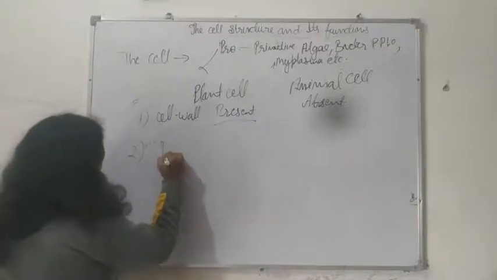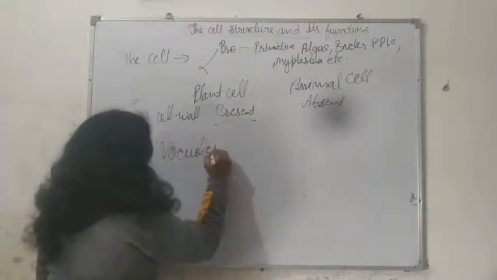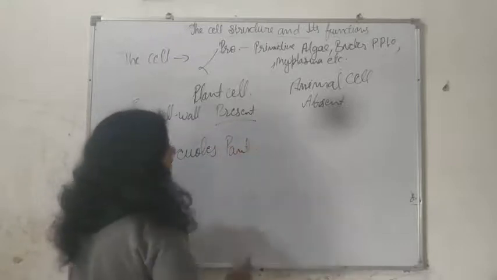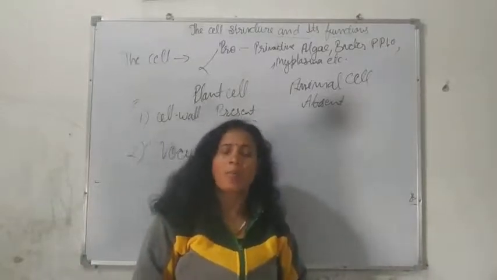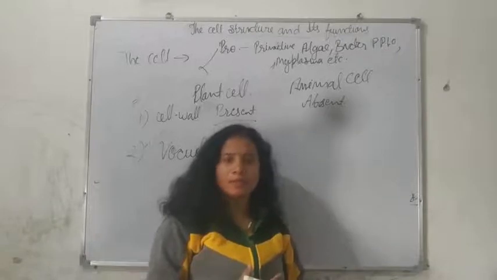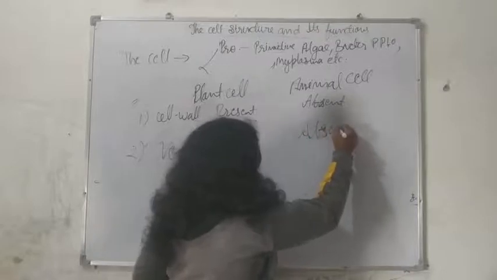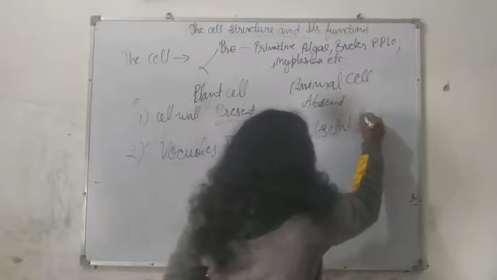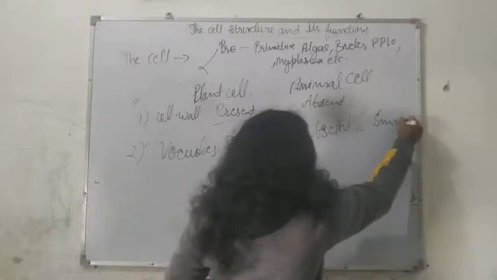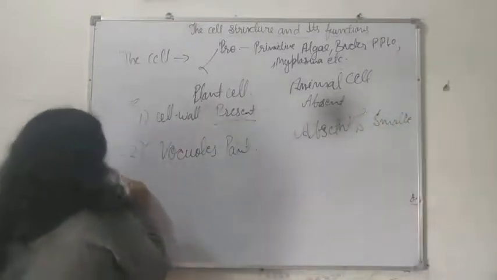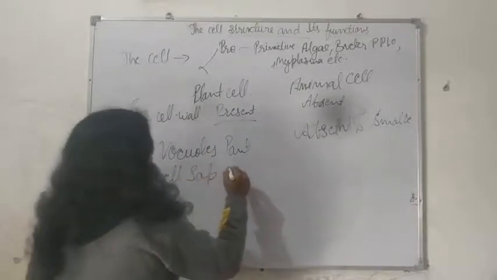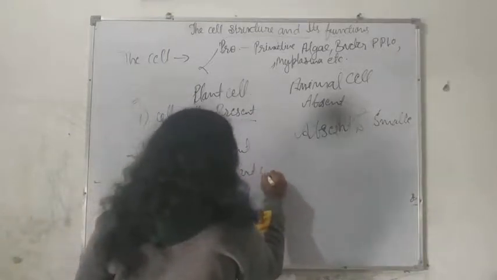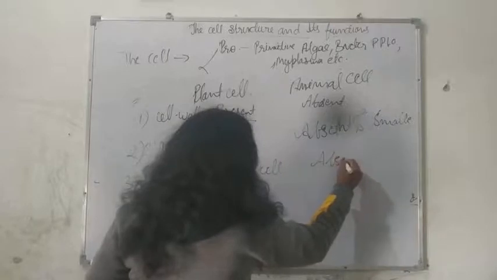The second is vacuoles. Vacuoles are present in the plant cell and are responsible for turgidity of the leaf and make the volume of the plant leaves or plant cell, whereas they are absent or found in smaller size in animal cells. Third is cell sap. Cell sap, which is the cell water content, is found in the plant cell only, whereas it is absent in the animal cell.